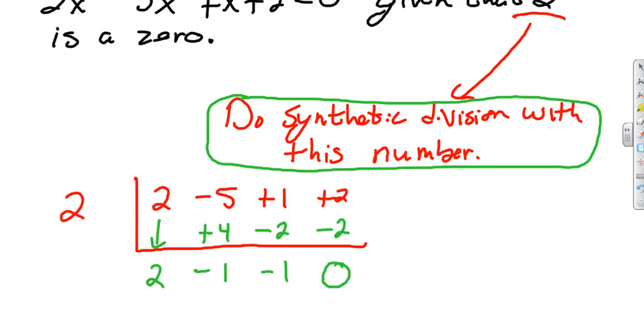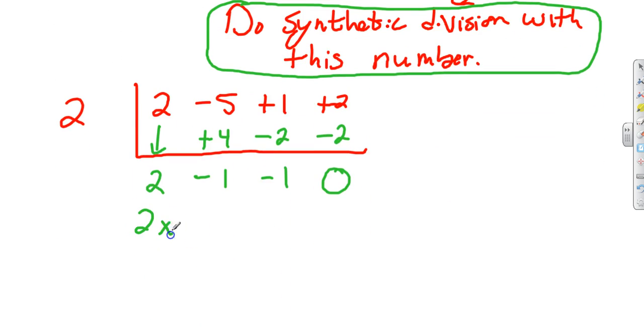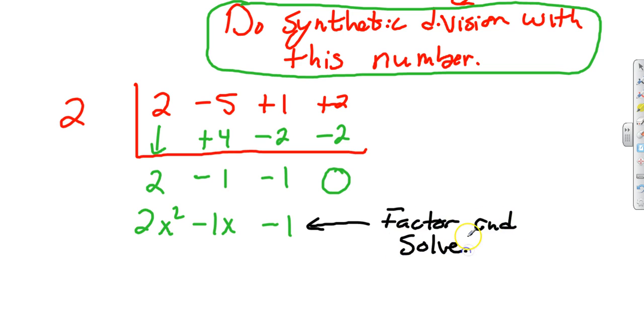This was x to the third, so this answer would mean this is going to be 2x squared minus 1x minus 1. Because the remainder was 0, it already gave us that. Here's the whole thing you're doing after you get the synthetic division. Whatever you've got left over, when they're telling you to find the other solutions, what they want you to do is factor and solve whatever you've got left over from your synthetic division. So we're basically going to do this.